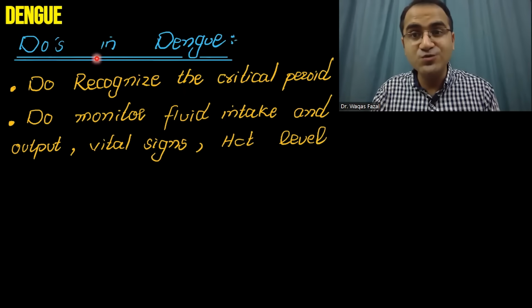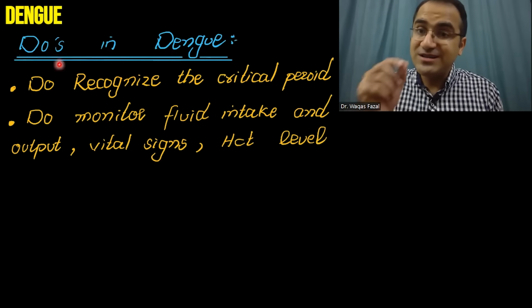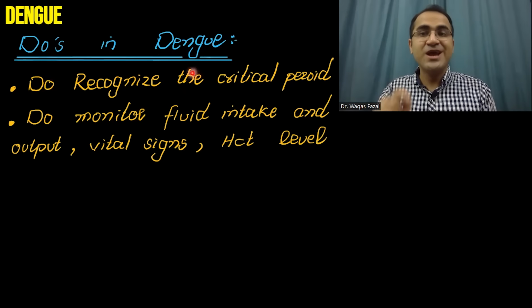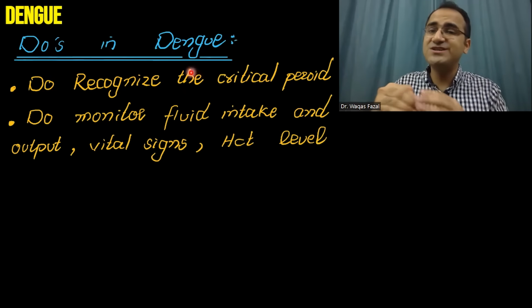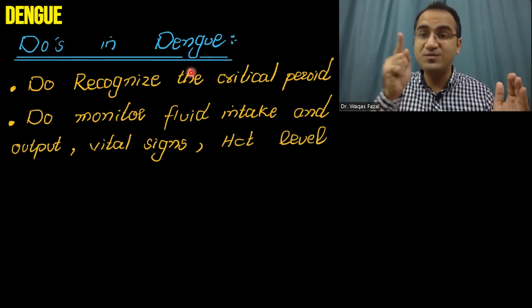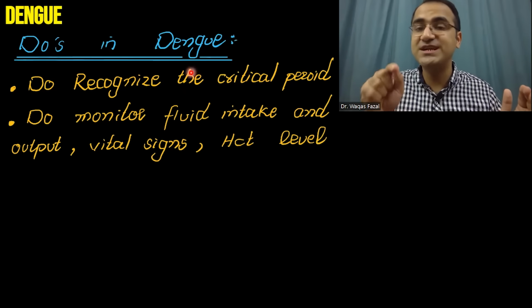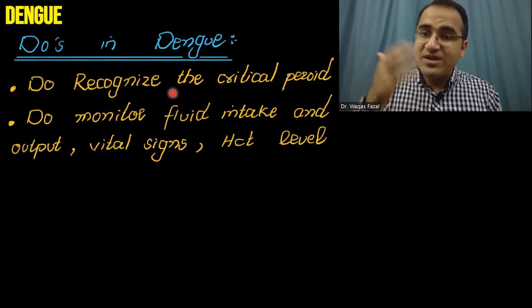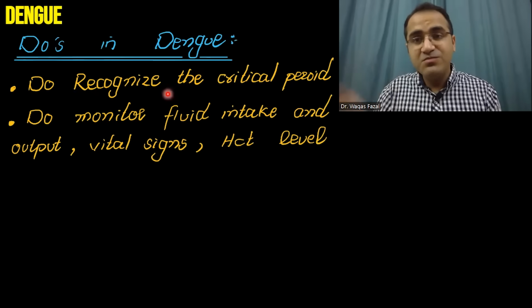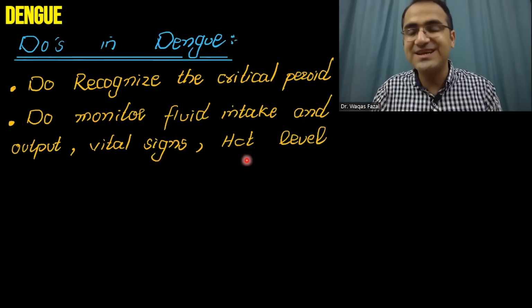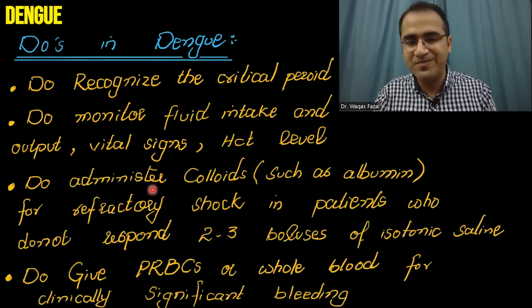Now, coming to the do's in dengue. Do's are the things that you have to do in a dengue patient. Do recognize the critical period. Remember, as soon as the fever subsides, there is a high risk that the patient will develop warning signs. Recognize that period and observe the patient. Tell the patient that if he develops abdominal pain, nausea, vomiting, abdominal swelling, or severe bleeding, he must report to the hospital. Monitor fluid intake, output, vital signs, and hematocrit level.